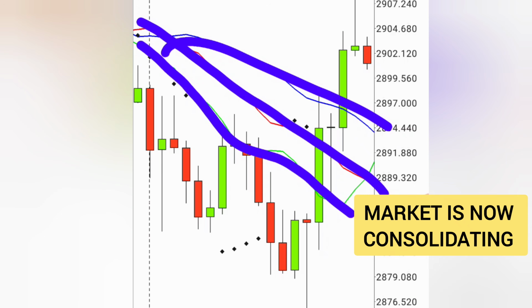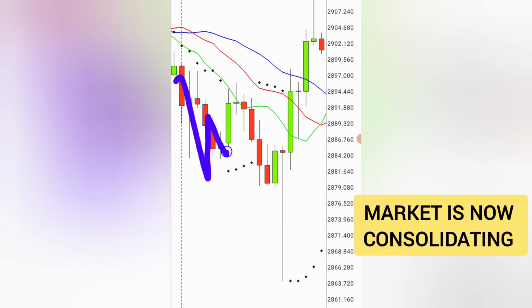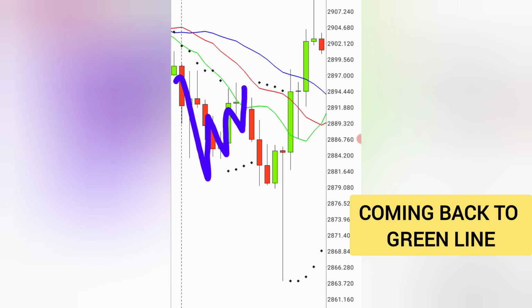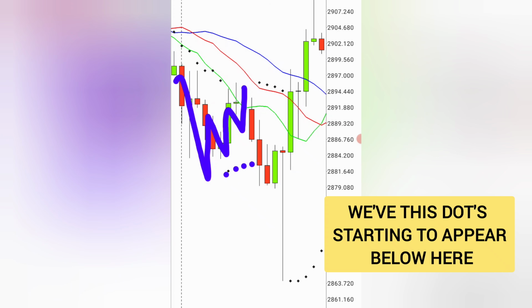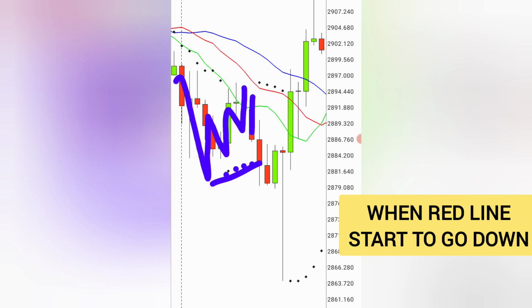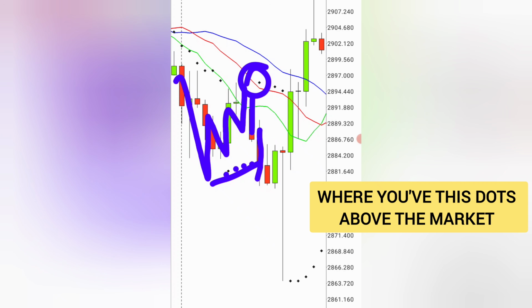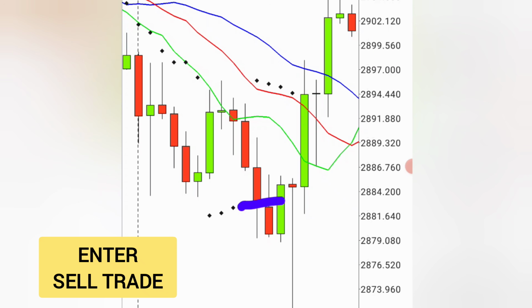So now right here, you can see that the market is now consolidating, coming back to the green line. And this way, we have these actual dots starting to appear below right here. We know these actual red lines start to go down, which is exactly right here, where you have these actual dots above the market. This way, you enter your sell trade.